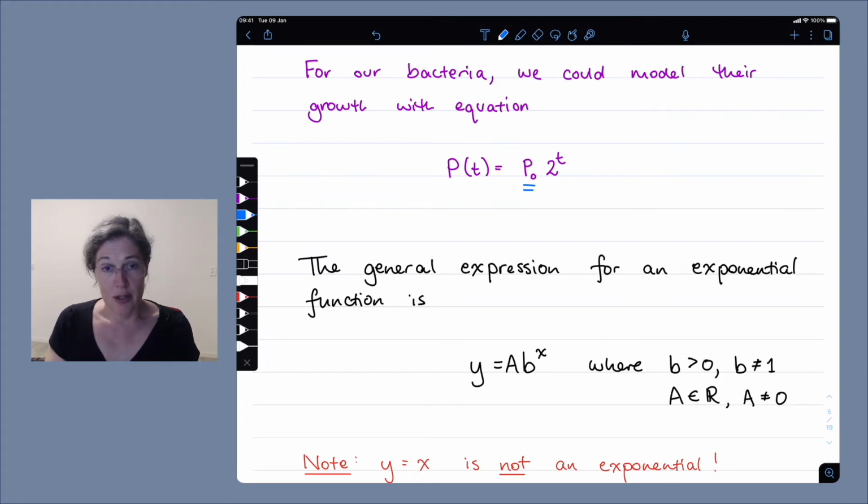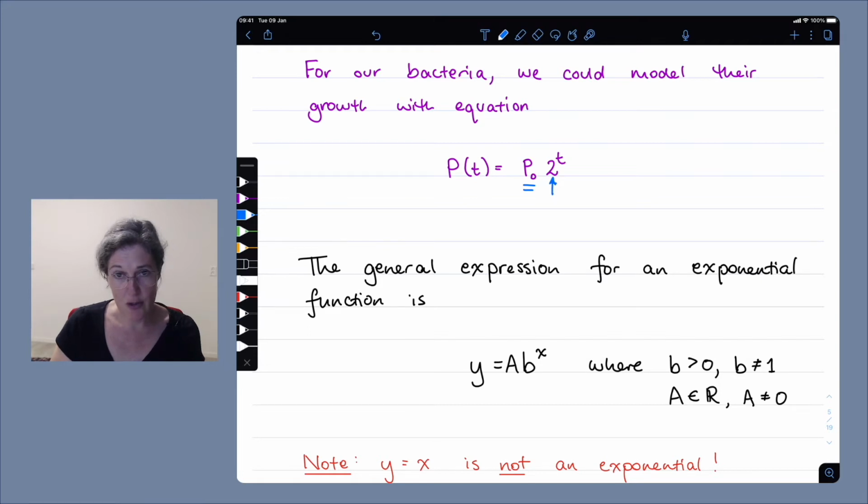We can even go a little bit more general than that and say, well, this 2 that we found was based on the fact that we were measuring that our bacteria multiplied by 2 every hour. But you can imagine a situation where they only multiplied by 2 every 2 hours or something like that, and you'd have a different number there. So that leads us to the general expression for an exponential function, which is this over here.